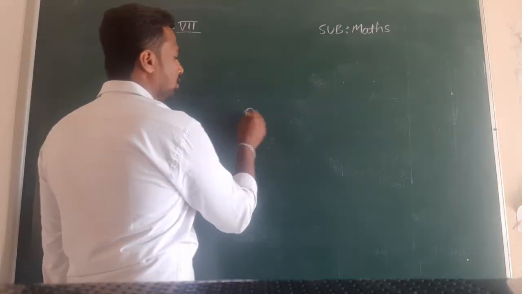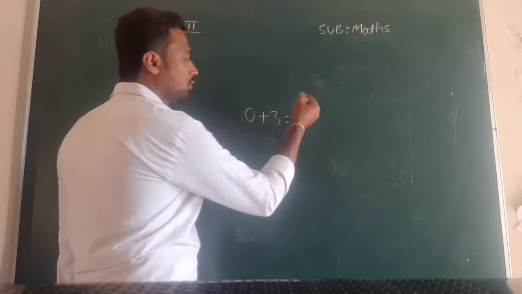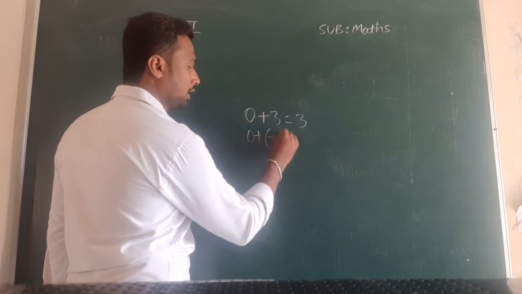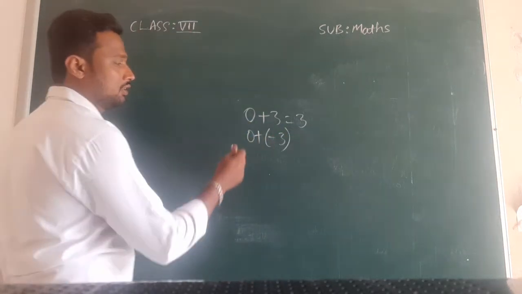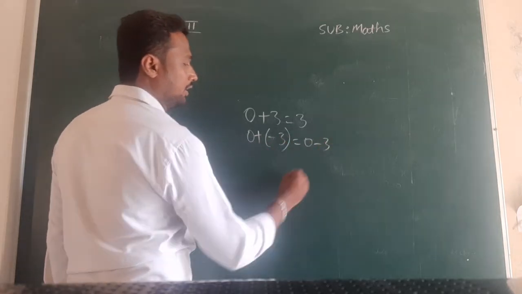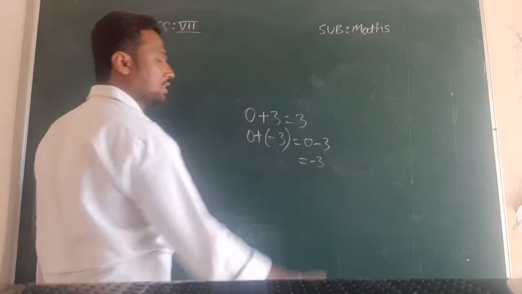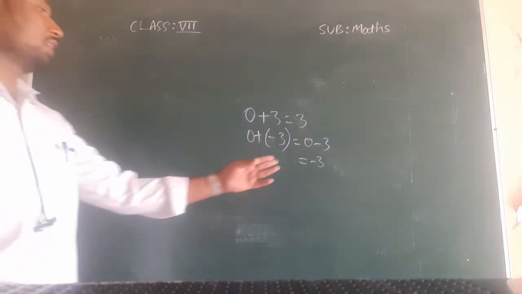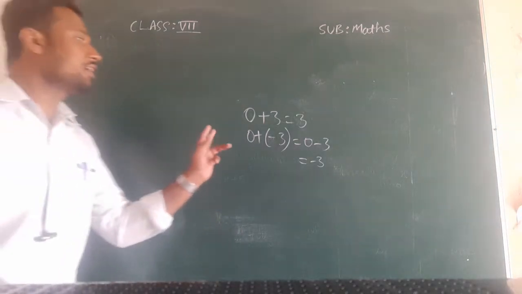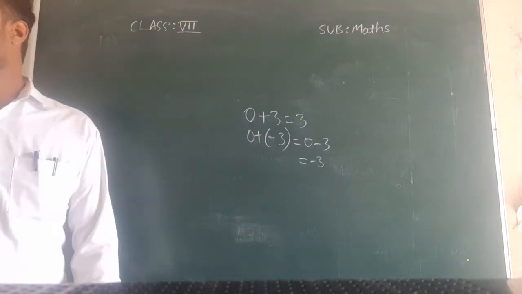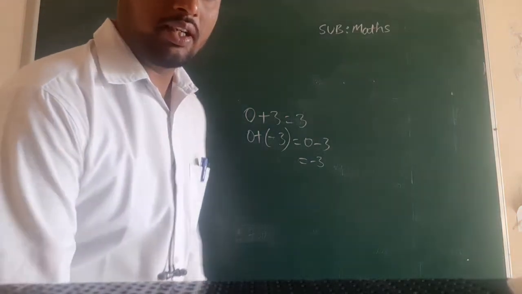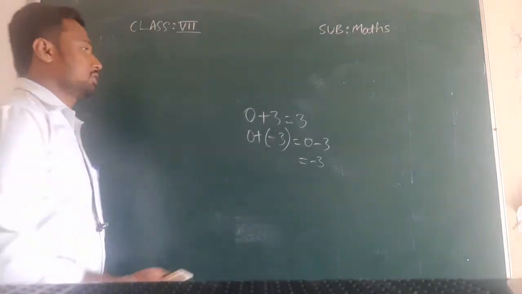For example, 0 plus 3, what will you get? 3 only. And 0 plus (minus 3). If you add minus 3 with this 0, I will write it as 0 plus into minus, minus 3. 0 minus 3 means we get minus 3. So again we are getting minus 3 only. So here we can say that when you add 0 with any integer value, you get the same integer value only. Therefore 0 is the additive identity of integers.